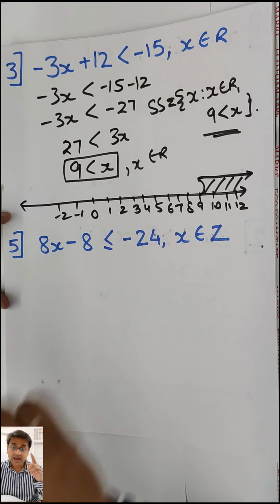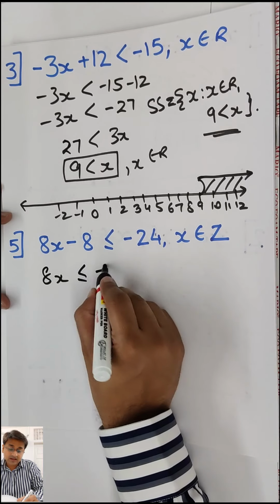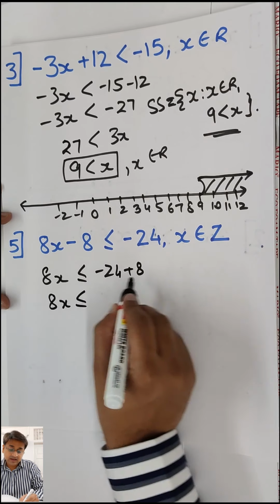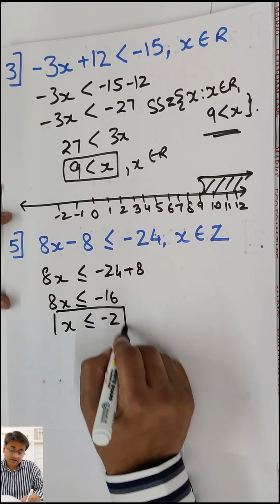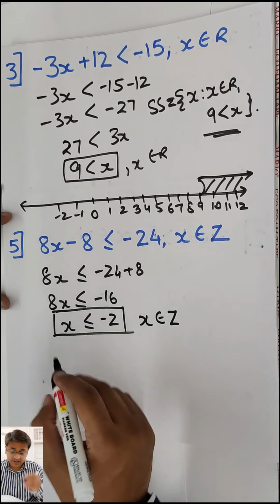Come on, pause. Everyone hit it on your own. So 8x less than or equal to 24 plus 8. So 8x less than or equal to minus 16. x less than or equal to minus 2, and x belongs to Z. Z is integers. Very good.